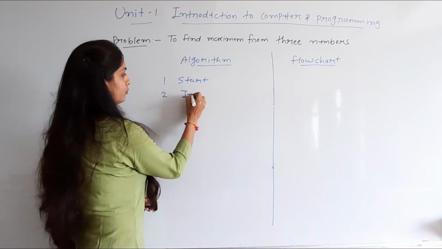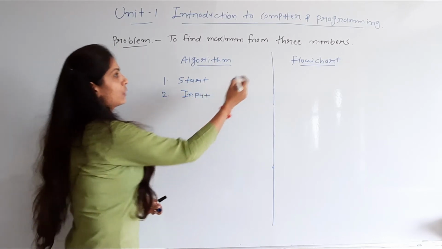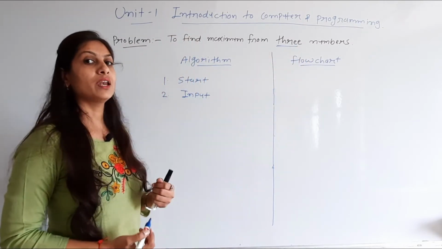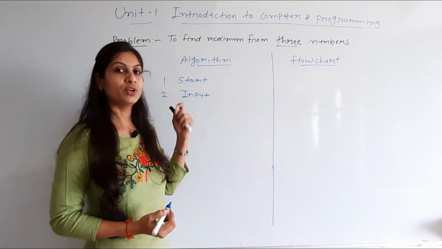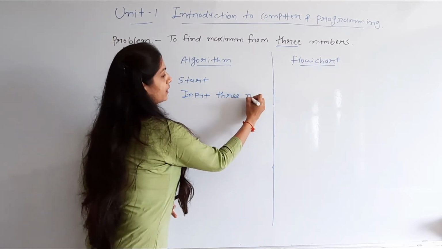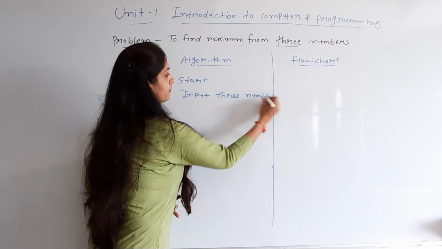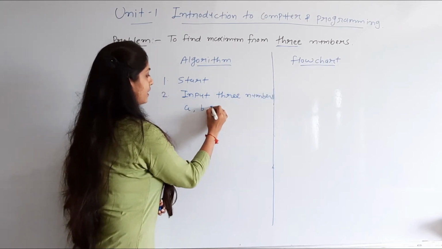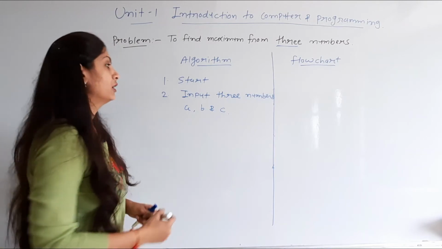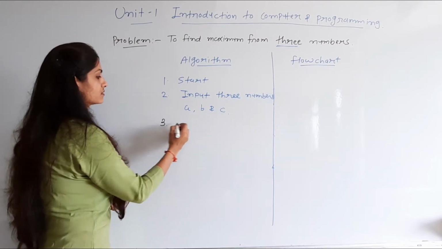Second, input. Now the theory problem is finding the maximum of three numbers. So here the input is three values, input three numbers A, B and C. Now our condition is there. Which condition do we have to write first?